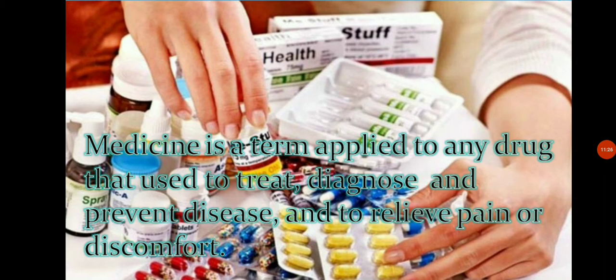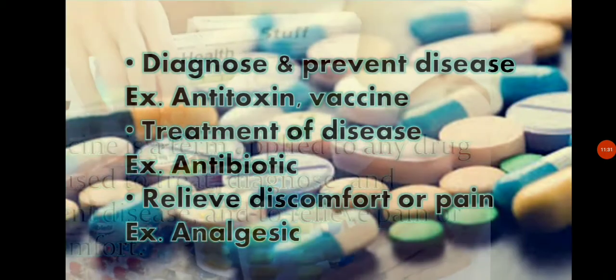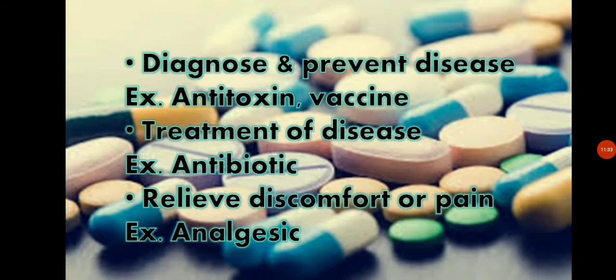A drug is classified according to its purpose, like diagnosing and preventing disease, for example antitoxin and vaccine. Treatment of disease, for example antibiotic. Relief of discomfort or pain, for example analgesic.